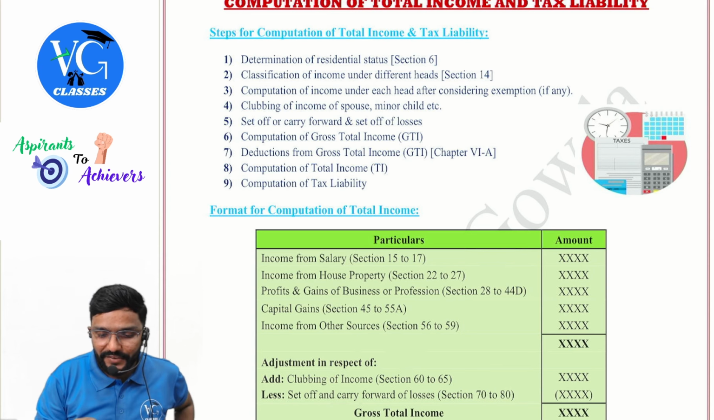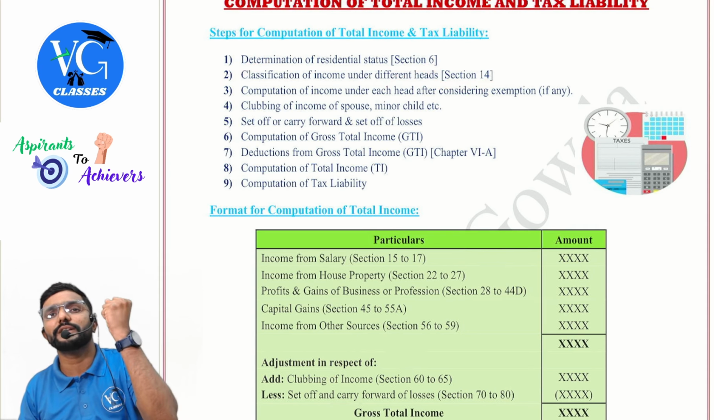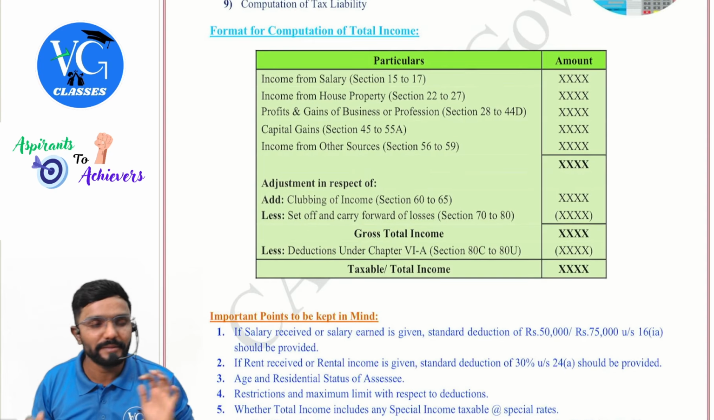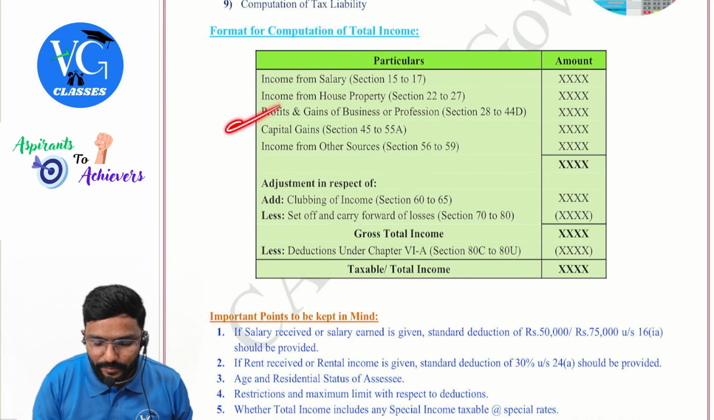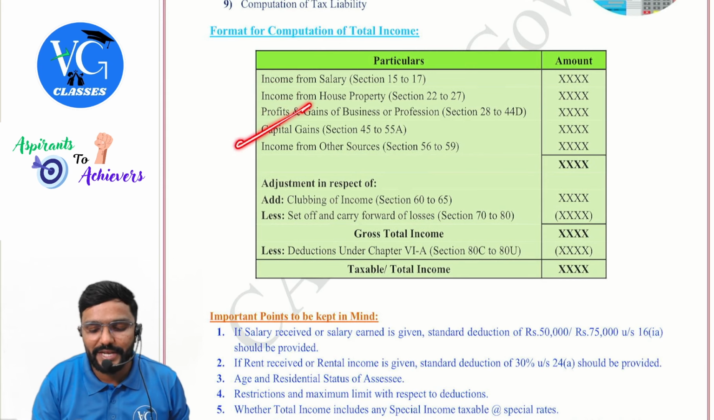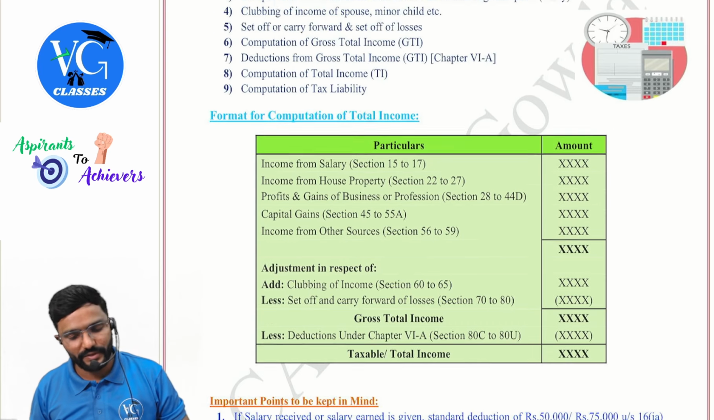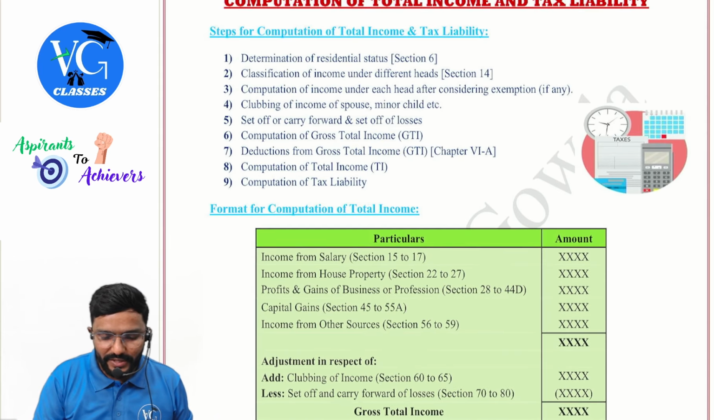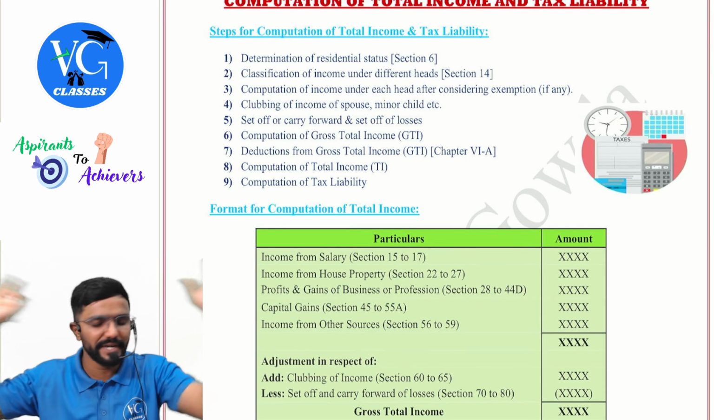Okay. Classification of income under the different heads as per section 14. Totally how many heads of income are there? 5. So here I have given income from salary 15 to 17, income from house property 22 to 27, PGBP 28 to 44D, capital gains 45 to 55, income from other sources 56 to 59. Yes, sir. Then compute the income under each head. If there is any exemption available, claim it under the respective head itself.